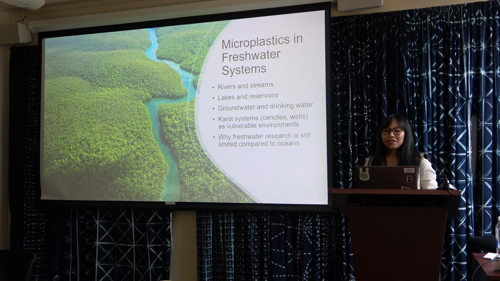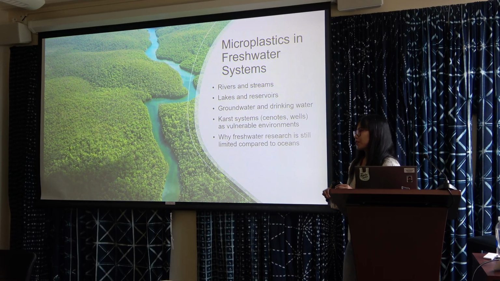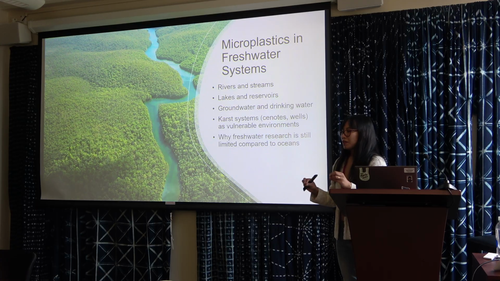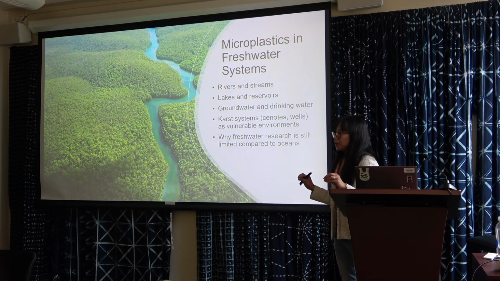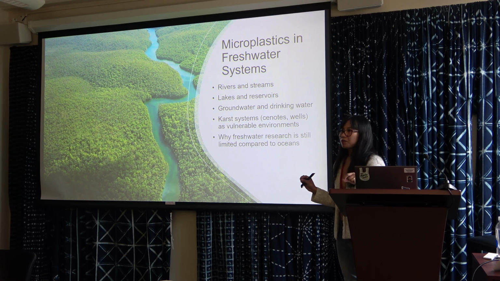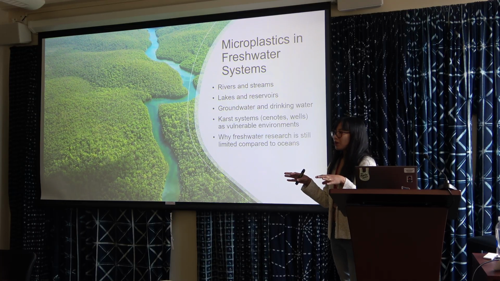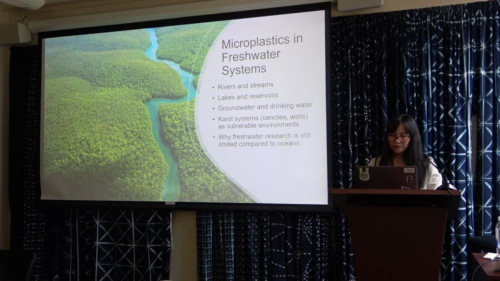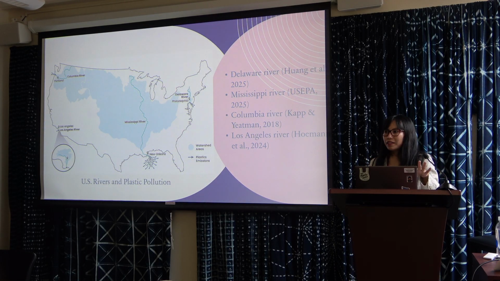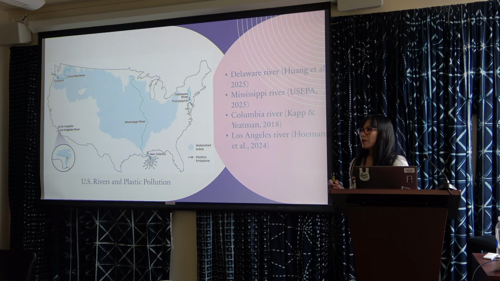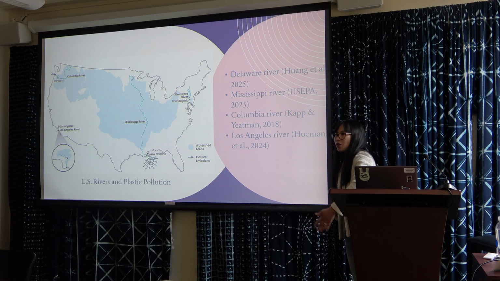And why is freshwater research still limited compared to oceans? Many studies have already been published about microplastic pollution in the ocean, and the GPDB, yes, so much research already published. But for the freshwater ecosystem, microplastic contamination research is still ongoing. We do a lot of water quality monitoring in Southeast Asia, the Midwest in the US, and also in Mexico. I found that major rivers in the US, the Delaware, Mississippi, Columbia River, and Los Angeles River, have already published about microplastic and how much pollutant. They carry a lot of microplastic with them and are going into the ocean.